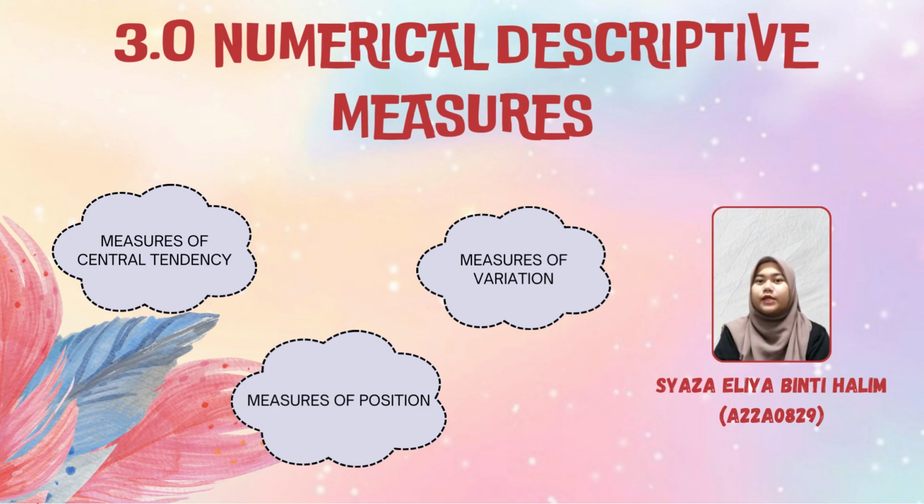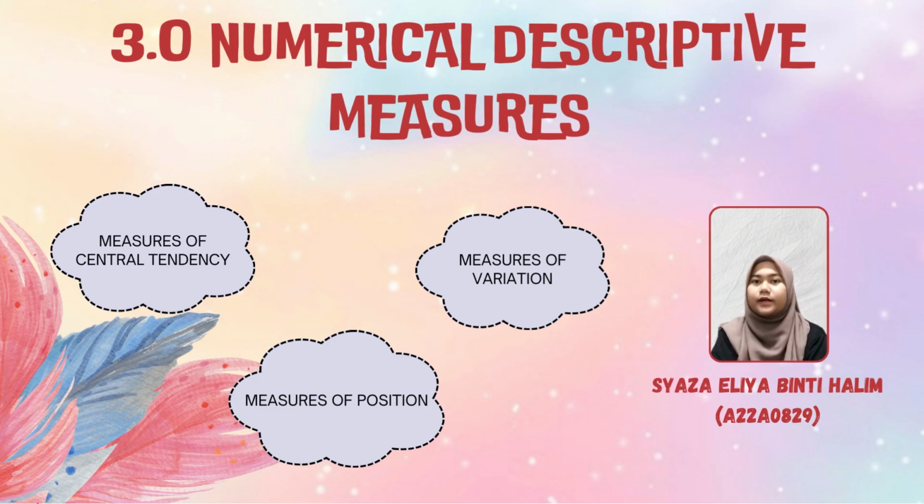Okay, for this part, we need to find the numerical descriptive measures for this topic. It is divided into 3 parts, namely measure of central tendency, measure of position, and measure of variation. So, I will explain the central tendency part.